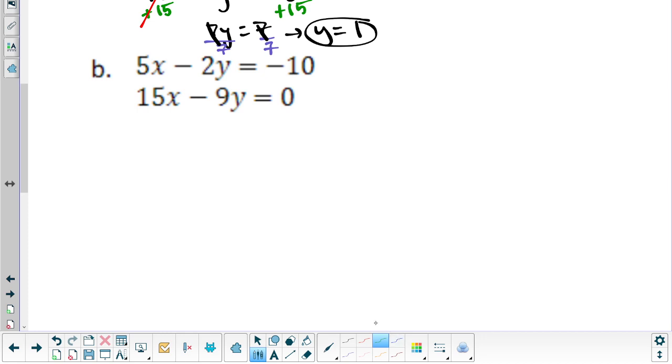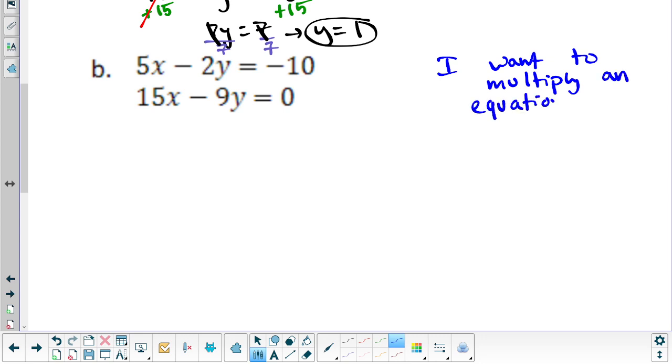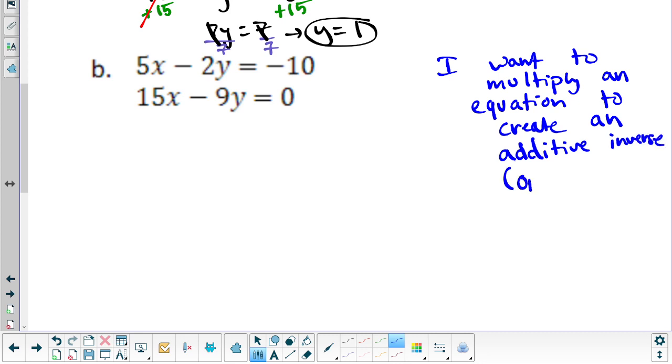So really what I'm doing in this problem, if it's a little bit more tricky, is I want to multiply an equation to create an additive inverse or an opposite, okay? And so what you have to think about is whether there is a way to turn one of your variables into the opposite of the other thing below it or above it, right?